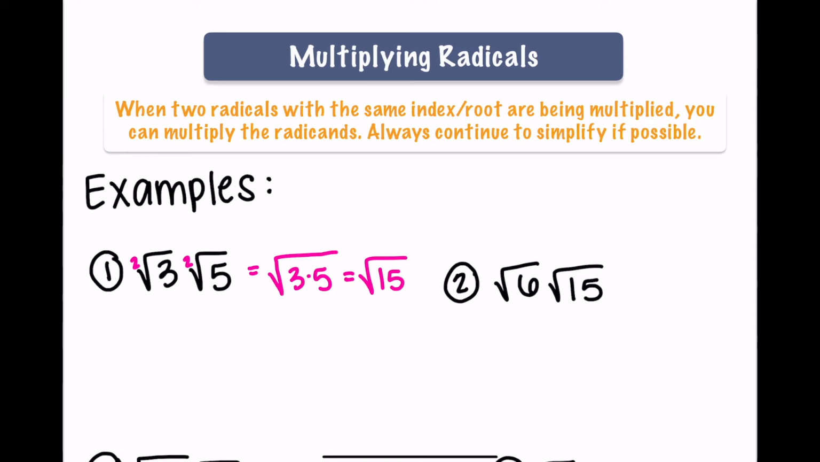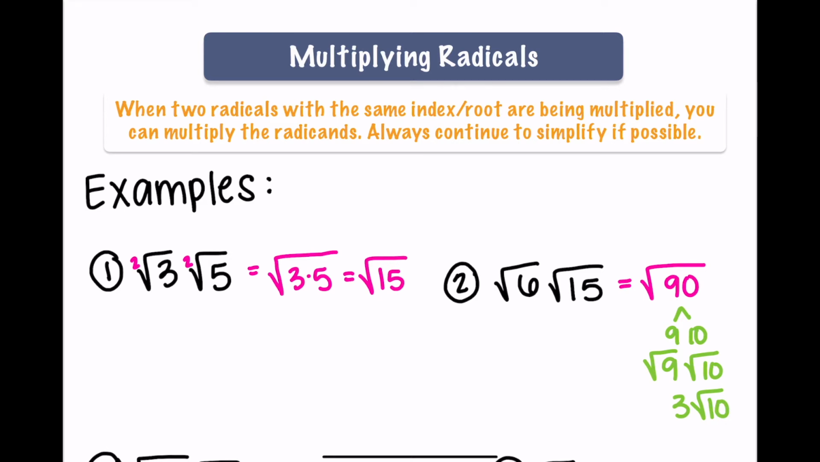On number 2, on the other hand, we can try to simplify this. So we're going to use the same property. When we are multiplying radicals, you can go ahead and just multiply them straight across. So 15 times 6 would be 90. And then you want to simplify that if you can. So 90 is 9 times 10, where 9 is a perfect square. And we can simplify that to be 3 square root of 10. So that would be our final answer for this one.